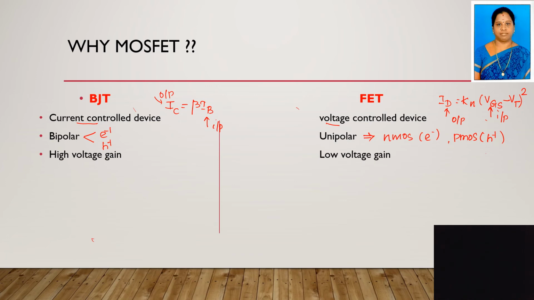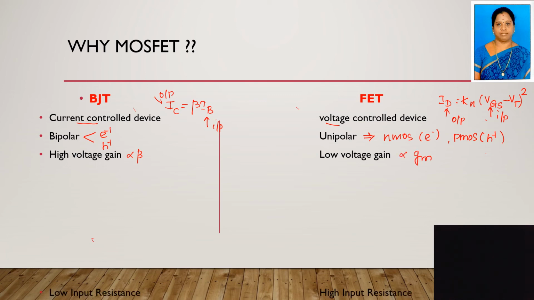Next, BJT has high voltage gain, whereas MOSFET has low voltage gain. So when comparing BJT and MOSFET, BJT is best in terms of voltage gain because it produces high voltage gain. Also, the gain is directly proportional to beta here, whereas in the MOSFET the gain is directly proportional to the transconductance gm.